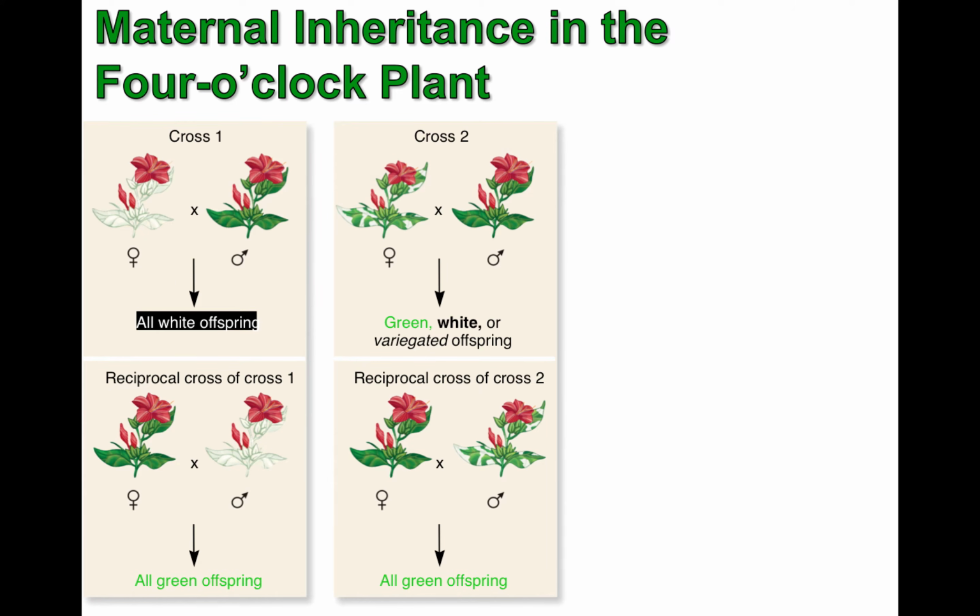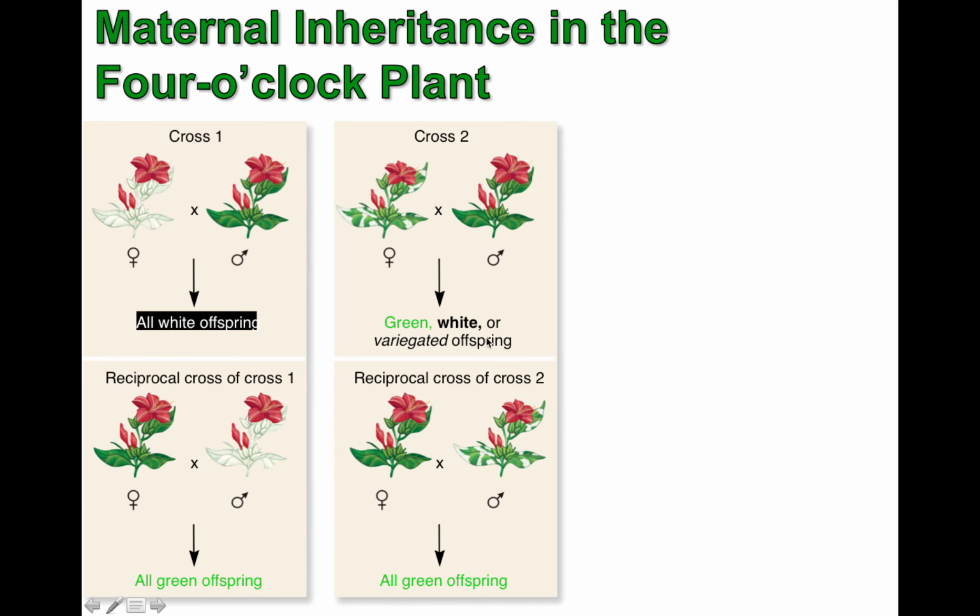What about maternal inheritance in the four-o'clock plant? We said that in angiosperms, flowering plants, chloroplast inheritance and mitochondrial inheritance is from the maternal parent. So if we cross a female variegated plant, a female white plant, to a green male plant, what do we get? We get all white offspring just like the mother. And if we do the reciprocal cross and we cross a green female plant with a male white plant, we get all green offspring just like the mother.